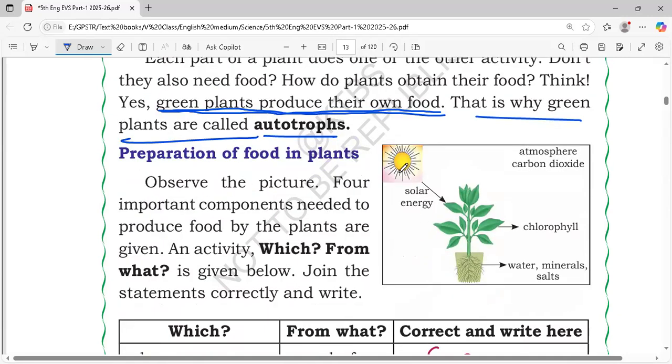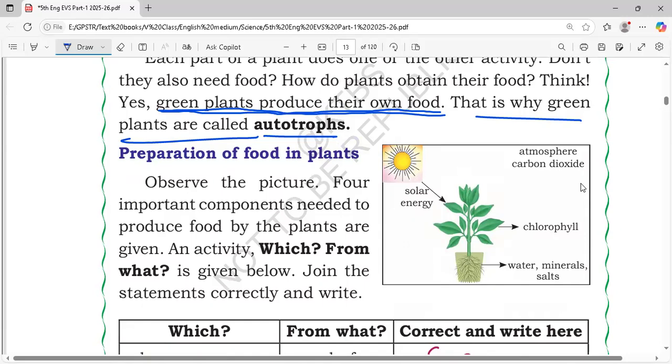See this picture. Here, sun is there. Solar energy comes from the sun. In the atmosphere, carbon dioxide is there. Leaves have chlorophyll. The soil has water, minerals, salt, etc. This is the roots of the tree, absorbing water, minerals, salt through roots. Observe the picture. Four important components needed to produce food by the plants are given.